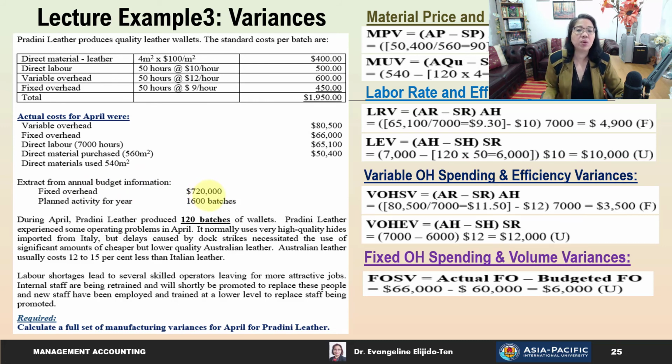We can see from the extract from annual budget information that the fixed overhead for the entire year is $720,000. But we are only analyzing here for 1 month, the month of April. So we will divide 720,000 by 12, and that would give us $60,000. So that would be the budgeted fixed overhead for the month. So the difference between actual and budgeted fixed overhead is $6,000, and that is unfavorable because the actual is greater than the budgeted fixed overhead.